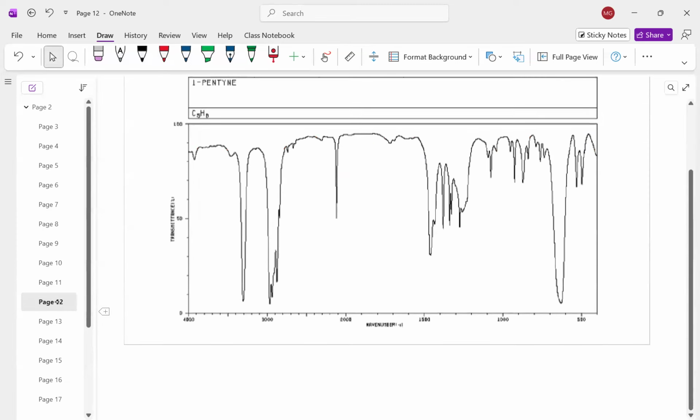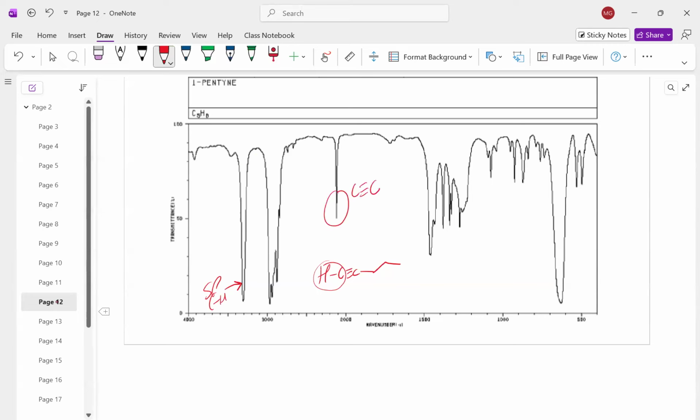All right, and then finally, let's look at alkynes. What do those look like? So here we have 1-pentyne. And alkynes are, I don't want to say tricky, but you have to pay attention. How do you know if you have a terminal or an internal alkyne? Because a terminal alkyne will have an sp carbon-hydrogen bond, which we see right there at around 3300. And it will have the carbon-carbon triple bond in our triple bond region.